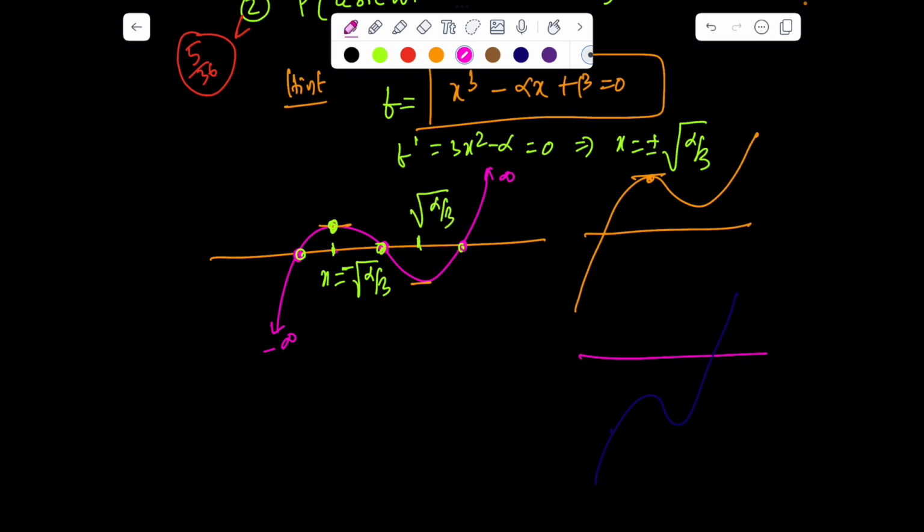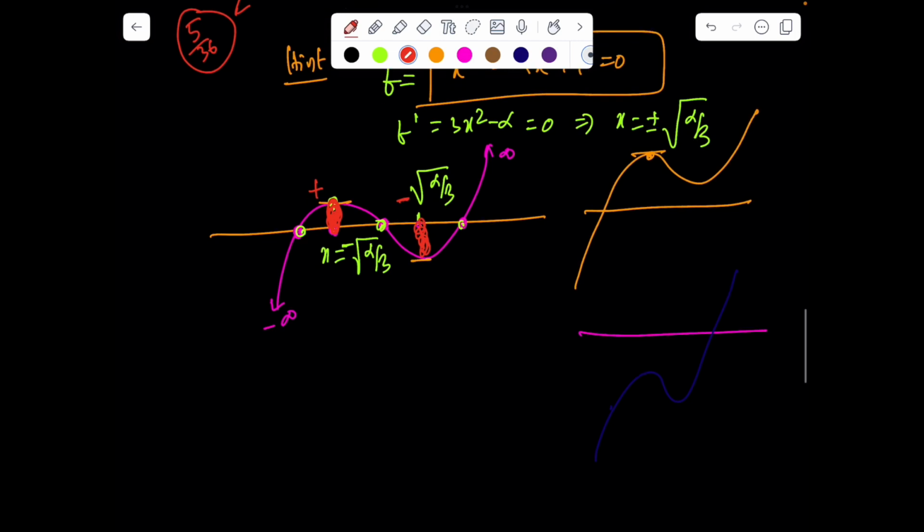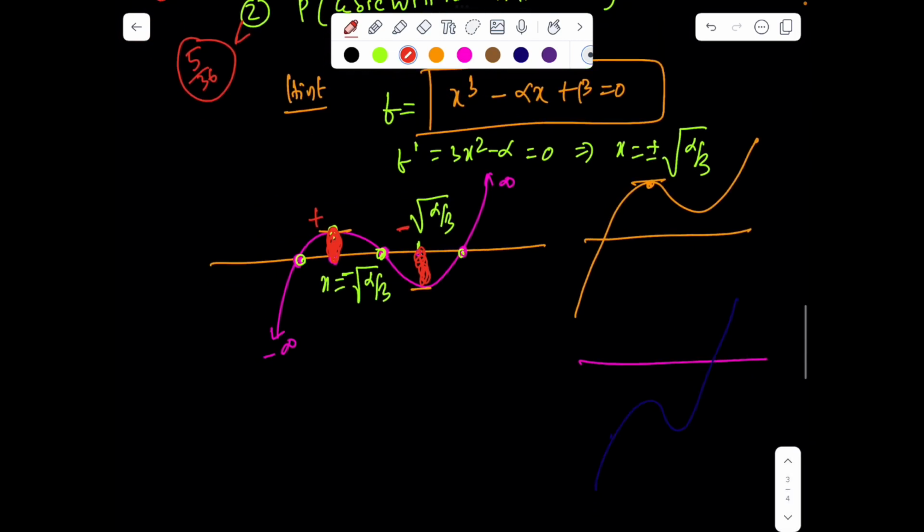Now the necessary and sufficient condition will be that at the critical points, the points where the derivative is 0, must give opposite outputs. So if the sign here is positive, then this one should be negative. Since the function is already going to infinity and minus infinity, at the lower value it must give a positive value and at the upper value it must give a negative value.